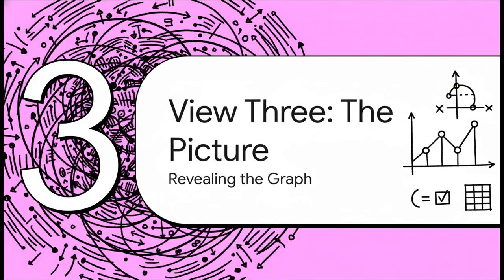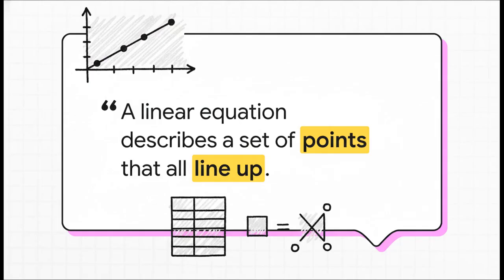Okay, now for the grand reveal, the really fun part. View 3, the picture. This is where everything comes together, where our abstract code and list of clues finally turn into something we can actually see. And here's the absolute key to the whole thing. A linear equation is just a description for a bunch of points that all line up. You know, the word linear literally has the word line hiding right inside it. It's been giving us the answer this whole time.